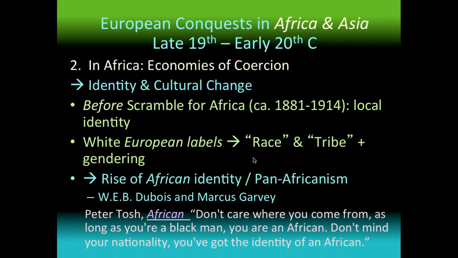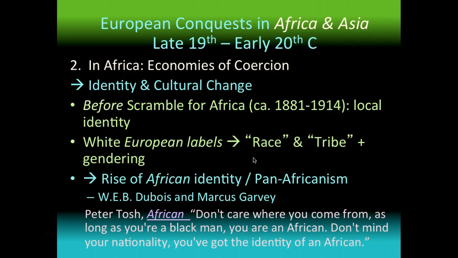A few people, including W.E.B. Du Bois, that's how he pronounces it, and Marcus Garvey, these are two African-American men who argued for a Pan-African identity. And they wanted this identity to transcend white boundaries of colony and nation state. So anyone who was black was part of an African identity.